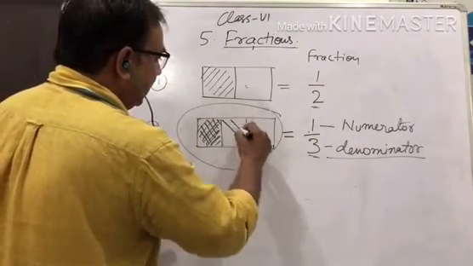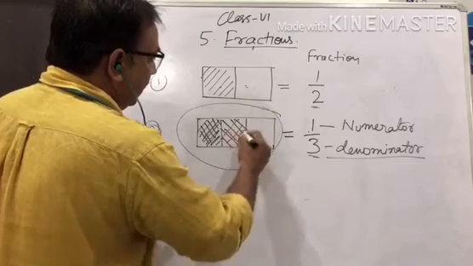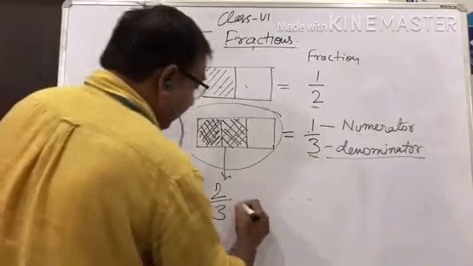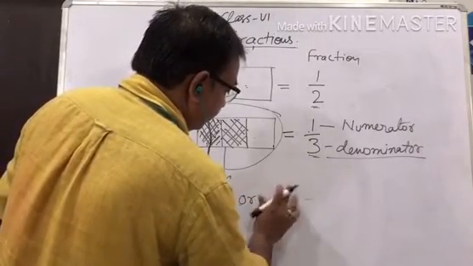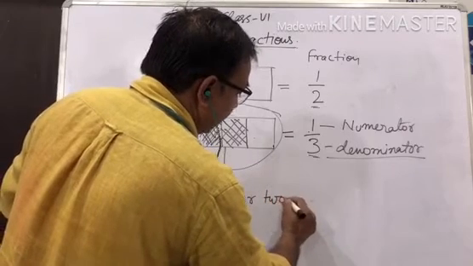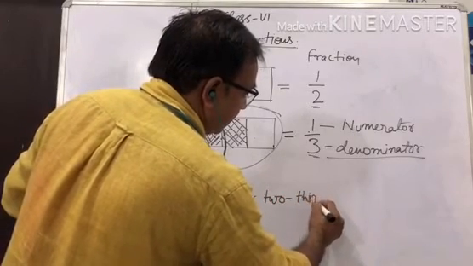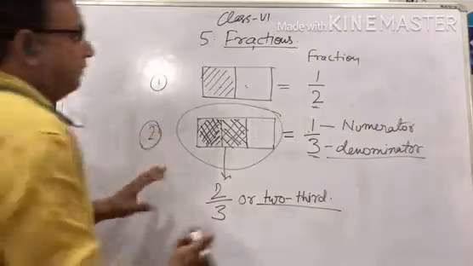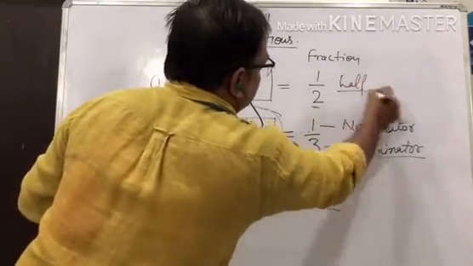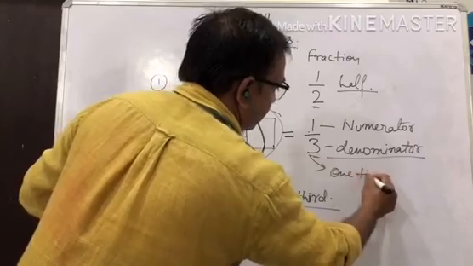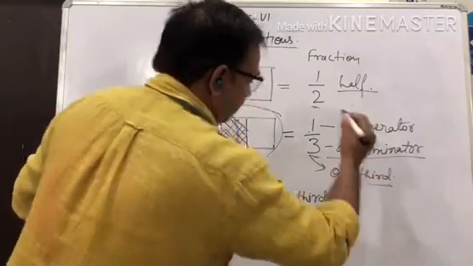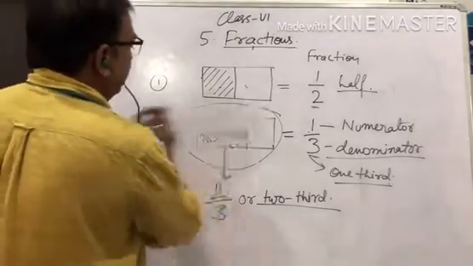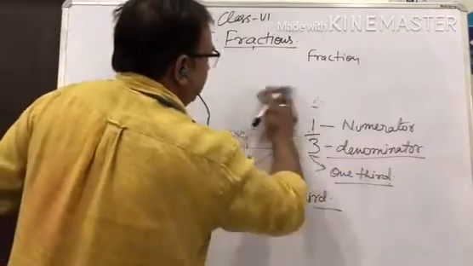If we shade this figure also, then it will become 2 by 3. Means this is 2 by 3 or 2/3. If we write in words, then it is two-thirds. This is 1/3 and this is half. So now according to our book, we have to represent this fraction on a number line.